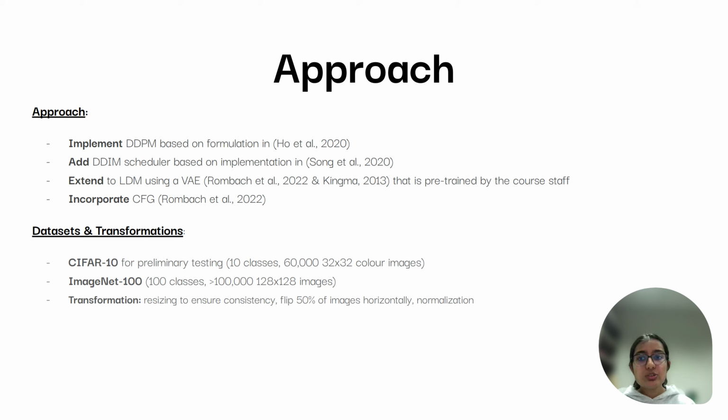The datasets we used were initially CIFAR 10, which has 10 classes of 32 by 32 images, just to do preliminary testing of our model. Once we were confident in that, we moved on to the much larger ImageNet 100 dataset, which had about 130,000 images of 128 by 128 in 100 classes. The transforms we applied were resizing the images to ensure consistency. We flipped 50% of the images horizontally. And finally, we applied normalization.